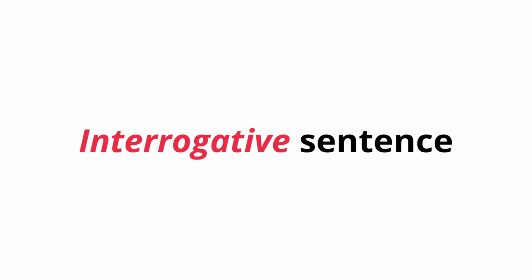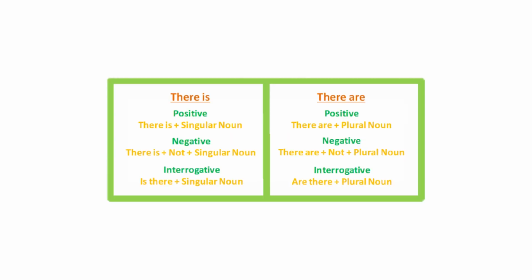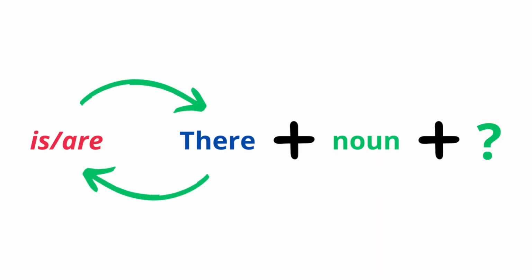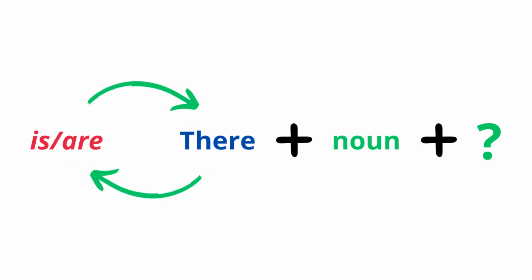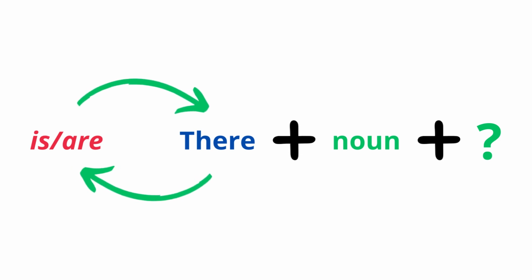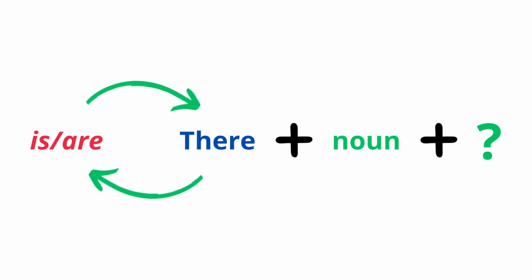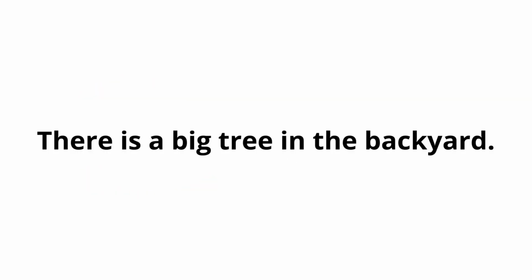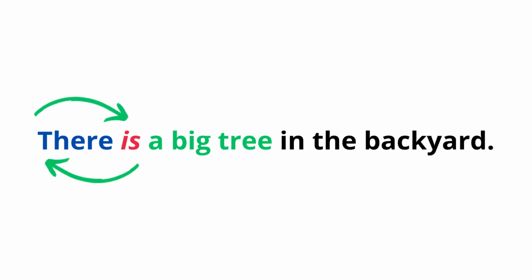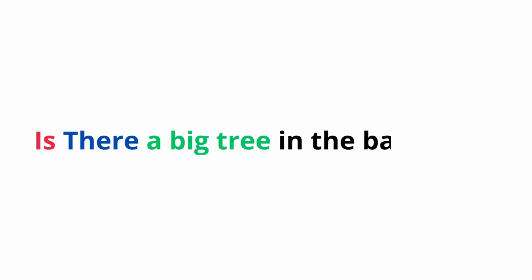Interrogative sentence. To make an interrogative sentence from there is or there are is actually even easier. From the picture, we can see that we only need to reverse or put the word is or are, or to be, at the front of the sentence before the word there, then followed by the noun and we put a question mark. For example, there is a big tree in the backyard. To turn it into an interrogative sentence, we move to be is to the front of the sentence and it becomes, is there a big tree in the backyard?